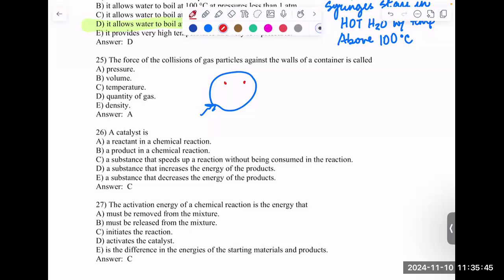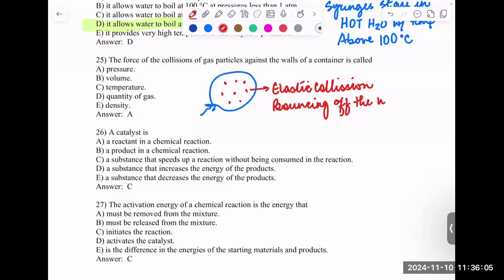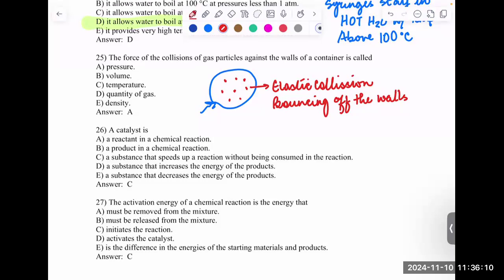The other one, the other picture. So here, these are the gas particles inside the balloon. They are colliding, and their collisions are elastic collisions. So what are these elastic collisions? They are bouncing off of each other. They are bouncing off the walls of the container. So they just bounce off. So the force with which they strike the walls, because remember, gases want to escape.